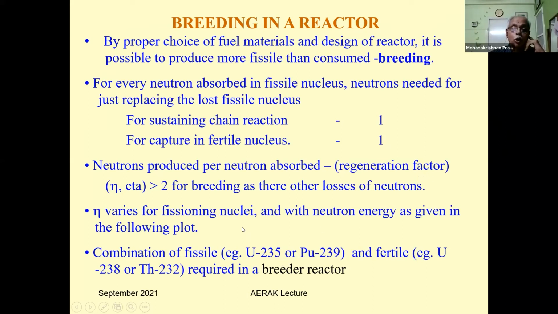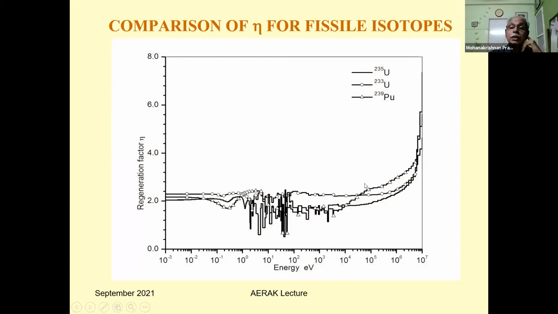In the next slide, we will show it for different nuclei. By a combination of U-235, U-233, and the fertile material, uranium-238, thorium-232, you can produce a breeder reactor. So you can see here, I don't know whether you can see it. U-235 is here. U-233 is here. The eta, the regeneration factor, is the number of neutrons produced per neutron absorbed. For Pu-239, above 10 keV, the value is about 2.2.